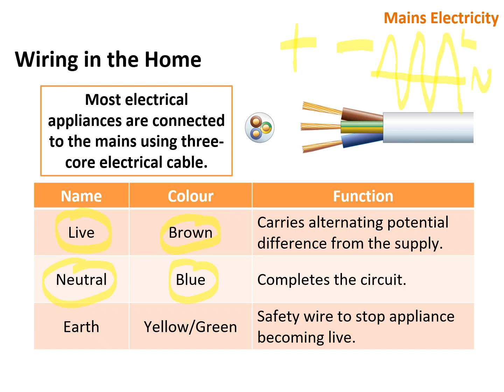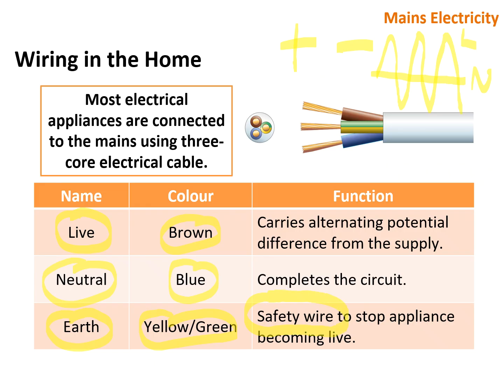So you've got live and neutral. The earth wire usually isn't used. The earth wire is only the yellow and green stripy one. It's only ever used if there's a fault in the appliance. And then what it does is it takes the electricity down through the wire into the ground underneath your house, and as it does that, it breaks the fuse. That means you're protected from an electric shock. So the earth wire is just a safety wire.